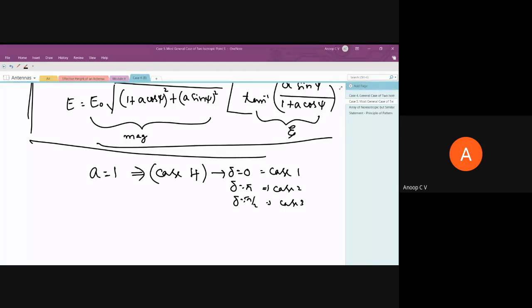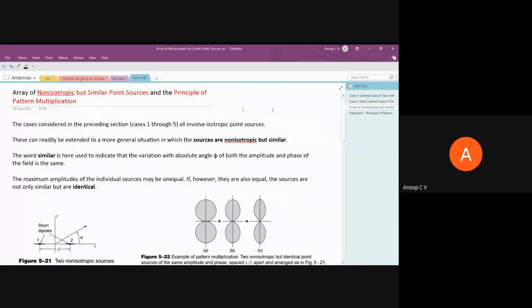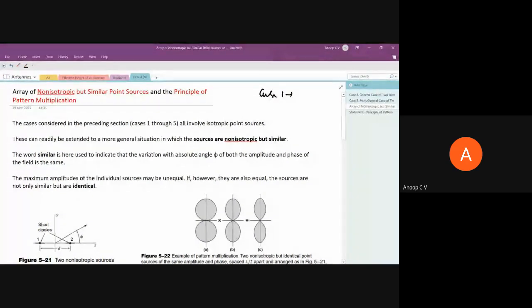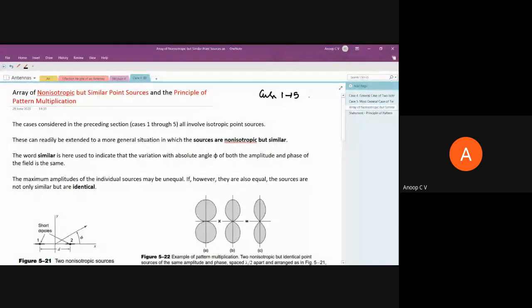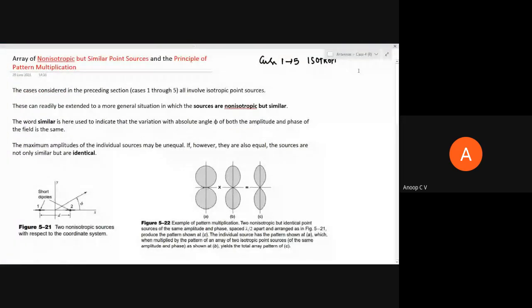So with that, I'll move on to the next topic. Next is the principle of pattern multiplication. Right. So far, in cases 1 through 5, we were considering isotropic point sources, right? We were considering isotropic point sources.